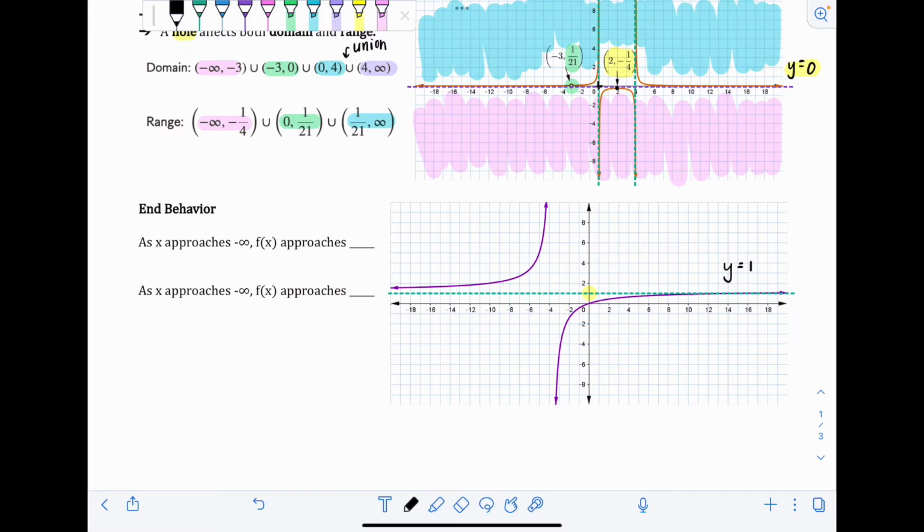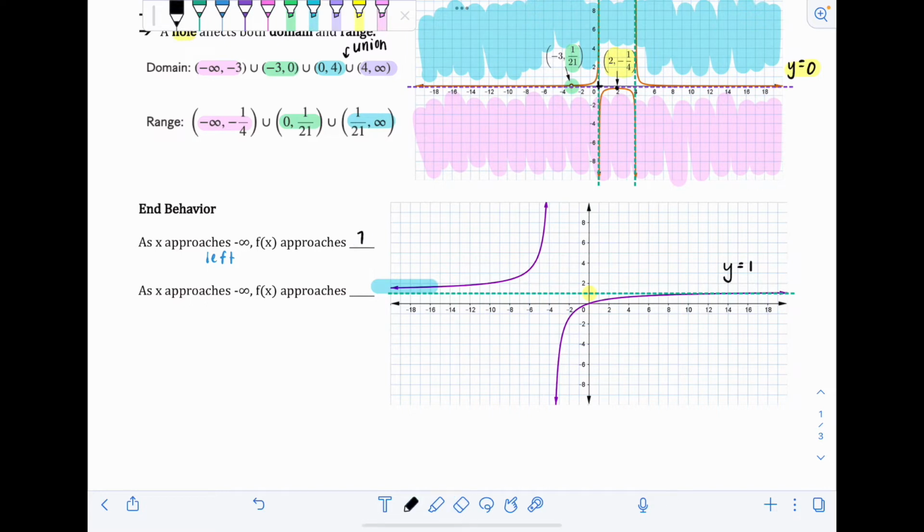And then for the first line of end behavior, it's as x approaches negative infinity. So that means the same thing, that's the left. F of x approaches. So on the left side of my graph, it's approaching the asymptote. It's getting infinitely closer to the asymptote, but it's never going to cross it. So that means that it's getting infinitely closer to 1, because the asymptote is 1.